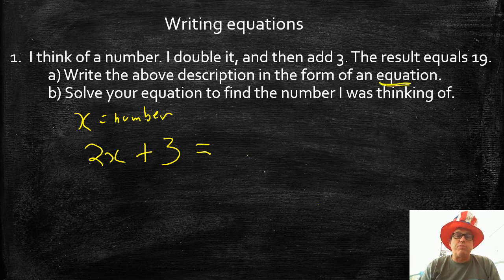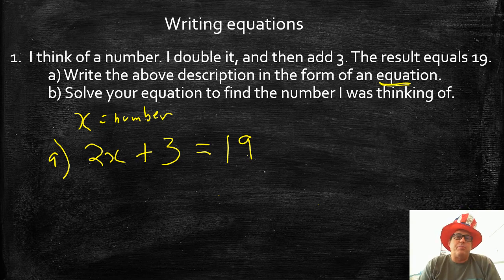So when they ask for an expression, no equal sign. That's my expression, 2x plus 3. An equation tells me that this equals 19. So there, that's the answer to part A. I've changed the word problem into an equation. Now part B says solve it to find the number.